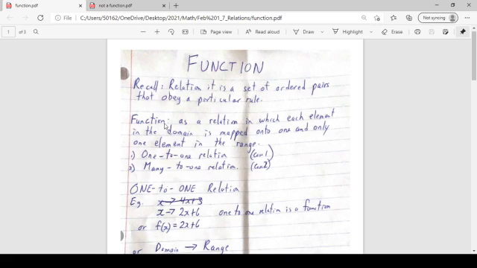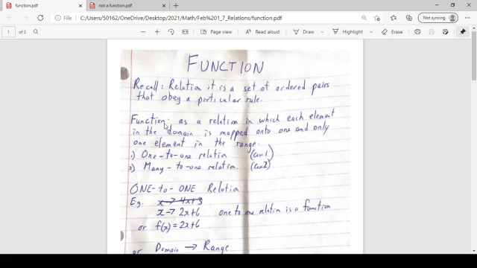So let's see. A function is a relation in which each element in the domain is mapped onto one and only one element in the range. We have one to one, many to one. Notice here, one to one and many to one. These are the two examples of a function that is also a relation. There is a function that's not a relation, which we will look at afterwards. For right now, let's look at these two scenarios.